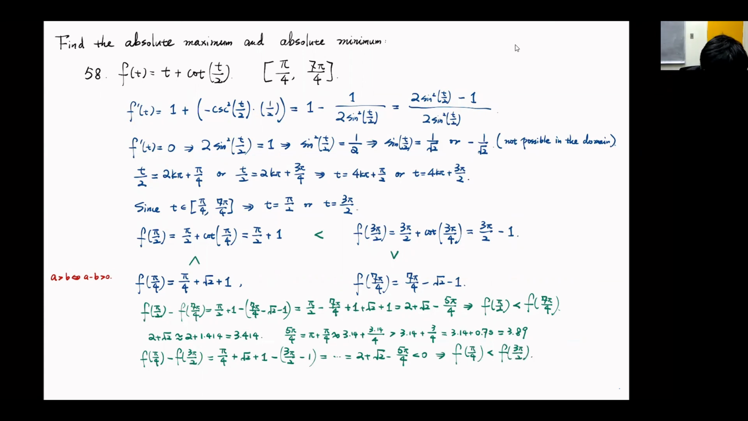All right, so with this estimate over here, now let's formulate our answer. Our absolute maximum will simply be f of 3 pi over 2, which is going to be 3 pi over 2 minus 1. And on the other hand, my absolute minimum will be f of pi over 2, because that's the smallest number, and that's going to be pi over 2 plus 1. Okay, so this concludes problem 58 and also concludes this supplementary video.